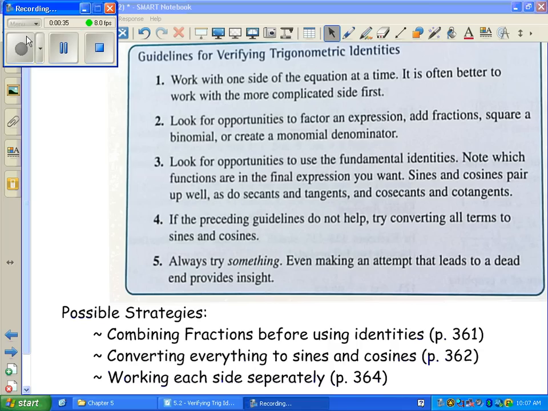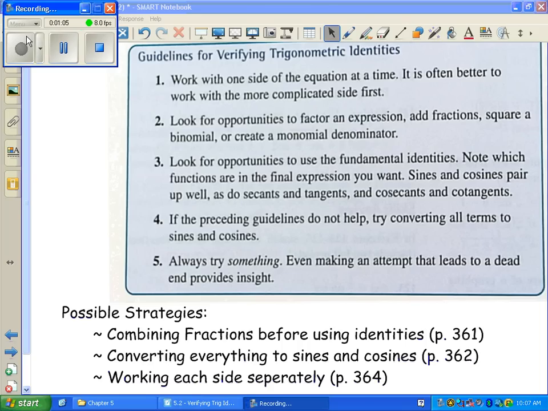You don't need to copy it word for word, but you're going to want to start with one side of the equation at a time. You're going to want to try to factor, add fractions, square a binomial, create a monomial denominator. You're going to want to look for opportunities to use those fundamental identities, which we talked about last time. And you're going to want to sometimes convert everything to sines and cosines. That's a favorite strategy of mine.